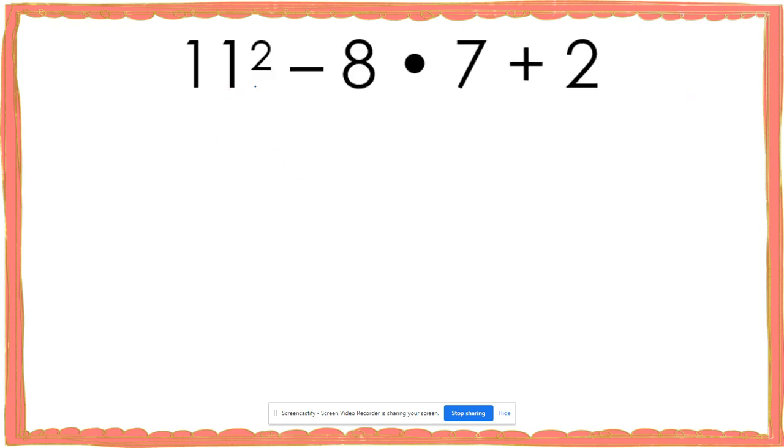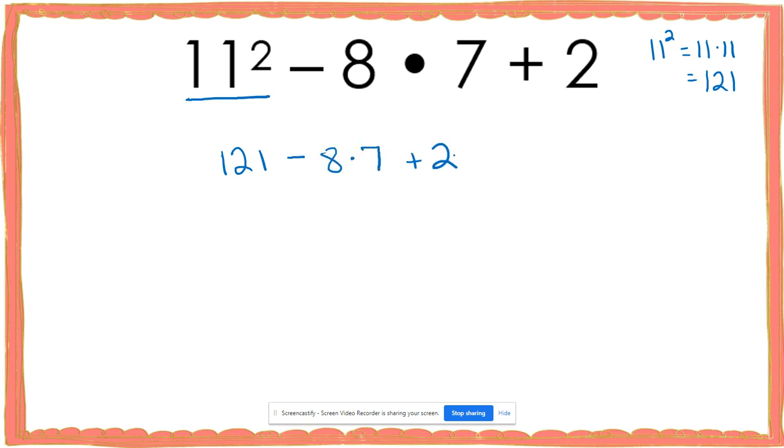Next, I have 11 to the 2nd power minus 8 times 7 plus 2. There are no grouping symbols, so I move to exponents. I have 11 to the 2nd power, which means 11 multiplied by itself twice, so 11 times 11. And 11 times 11 is equal to 121. So this is going to be 121 minus 8 times 7 plus 2.